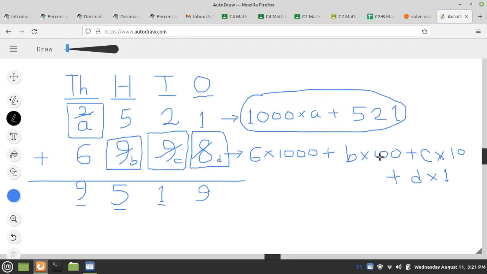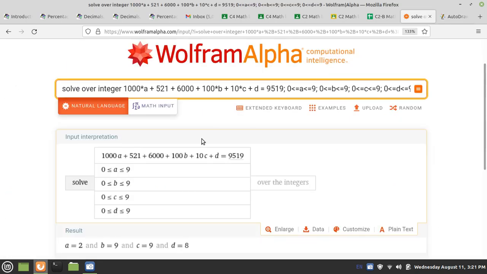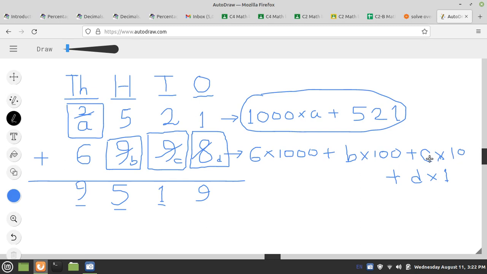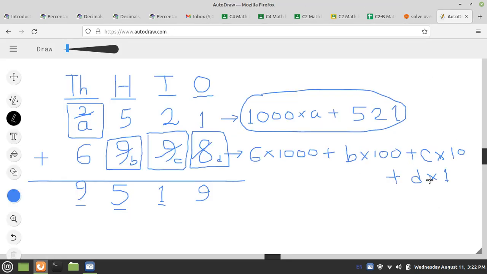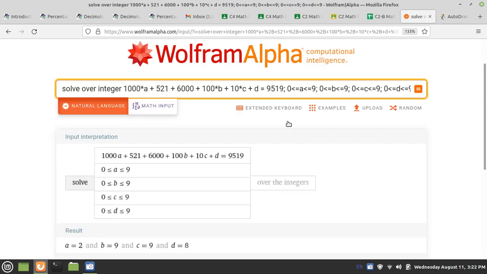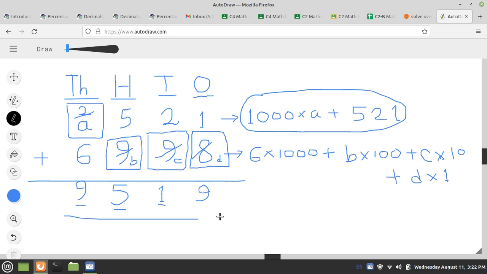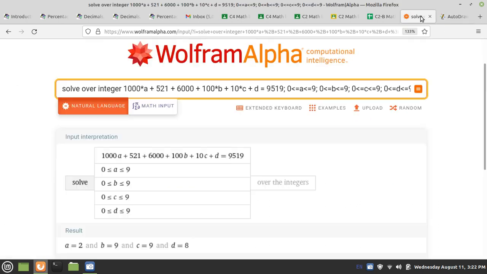Then how many B's are there? 100 B's, so we write 100 B, and there are 10 C's, 3 times 10 C, and finally 1 D only, so we can simply write D. So the sum of all these things is equal to what? 9519. Okay, so now there are conditions.